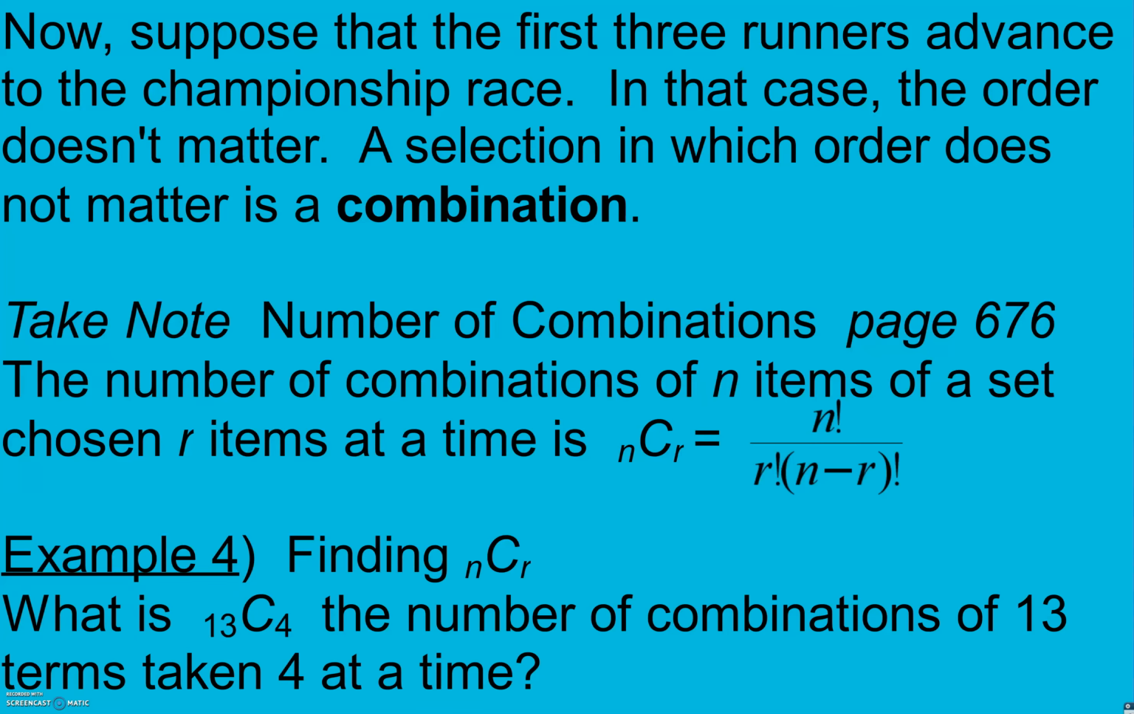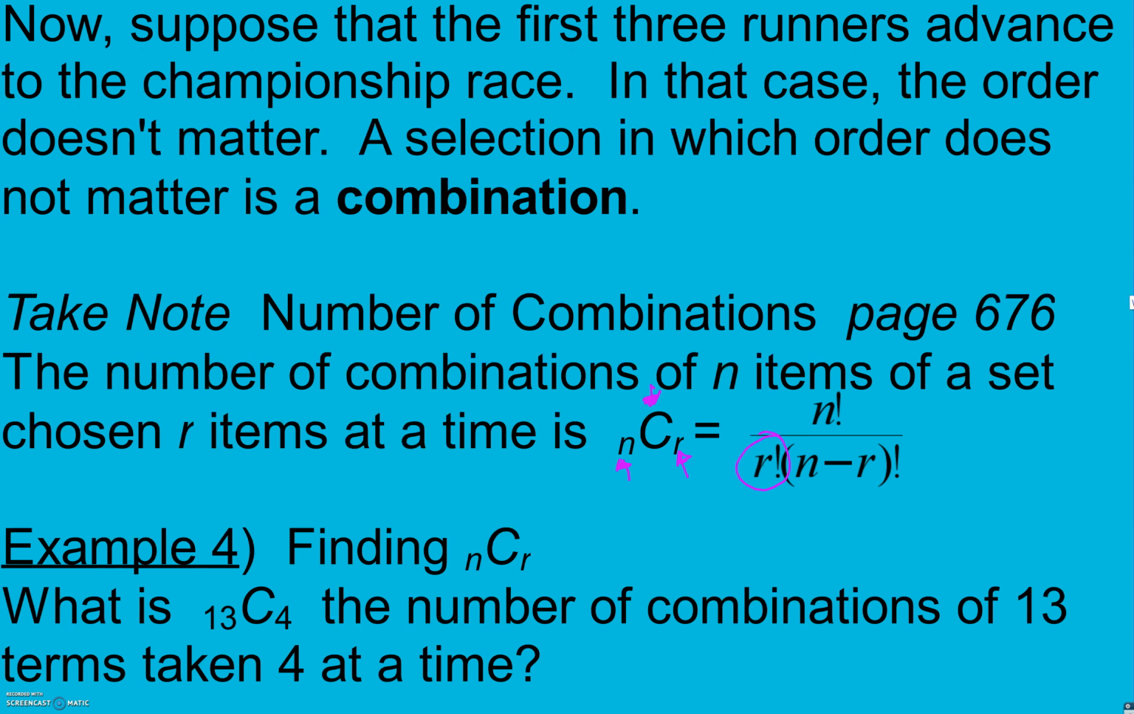So combinations on page 676. The number of combinations of n items of a set chosen r items at a time, so our number of items total, the number that we're choosing, and a combination where our order does not matter. We're going to take n factorial divided by r factorial times n minus r factorial. So the difference here is this.